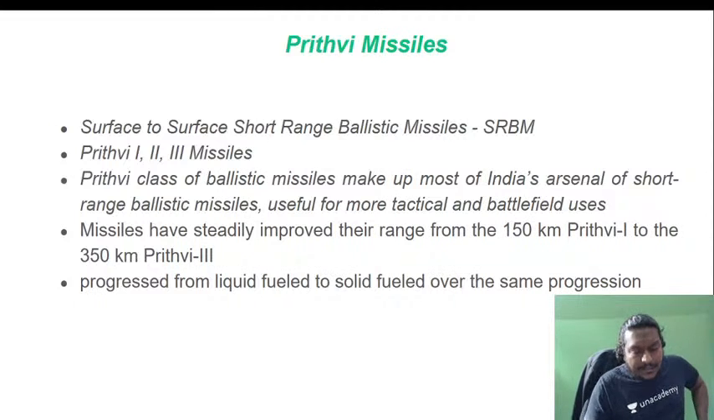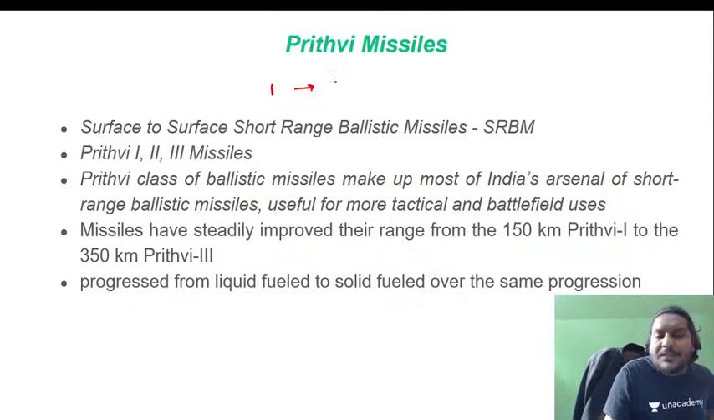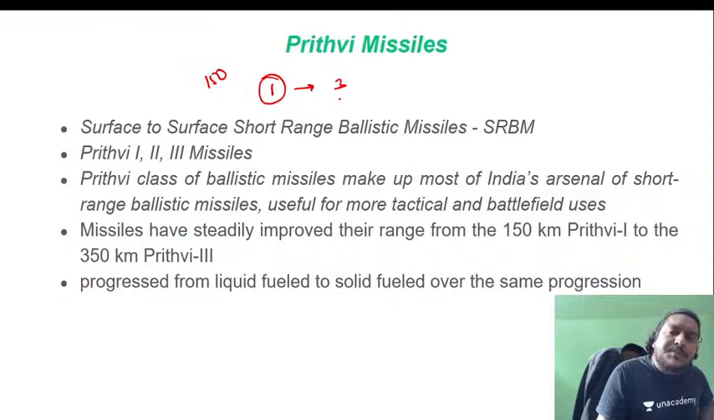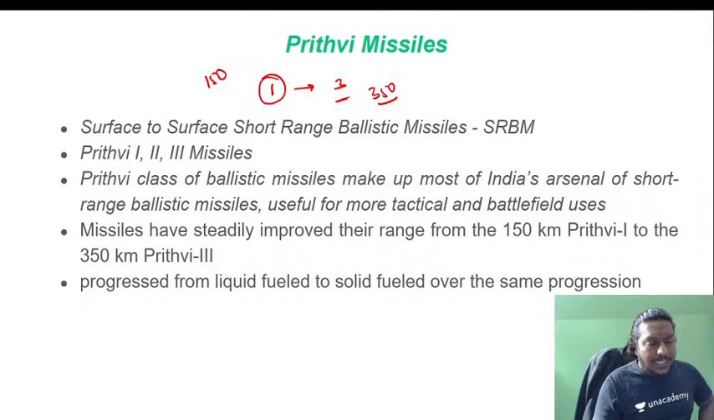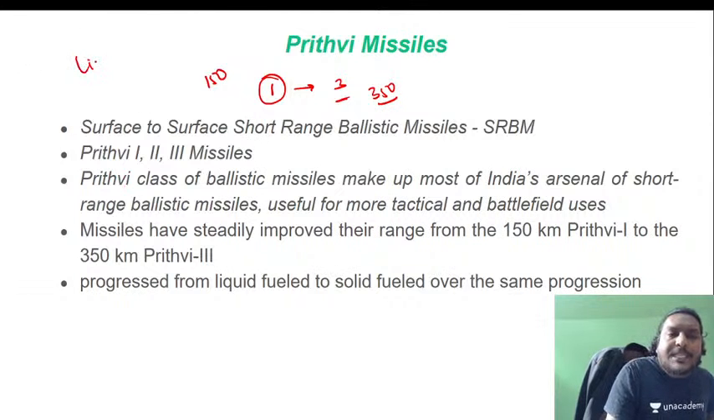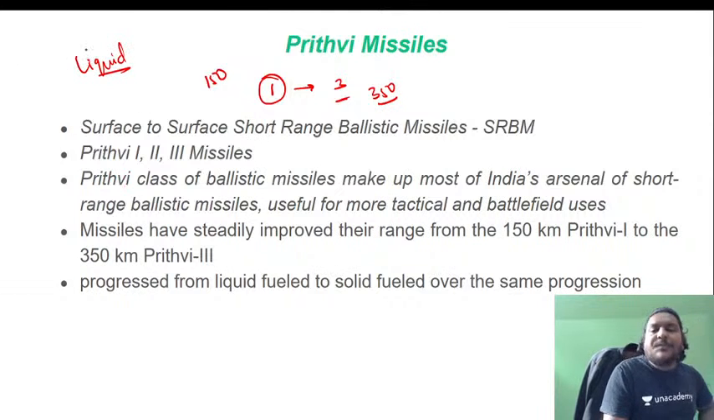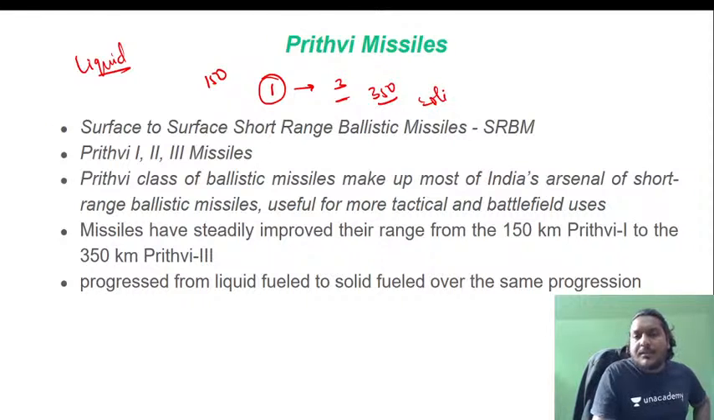And they are mostly for the range anywhere. We have made a great improvement from Prithvi 1 to Prithvi 3, where Prithvi 1 was just up to 150 kilometers, Prithvi 3 is up to 350 kilometers. And earlier, if we look into that, Prithvi 1 has just a liquid engine. But as we went on, we moved to solid.